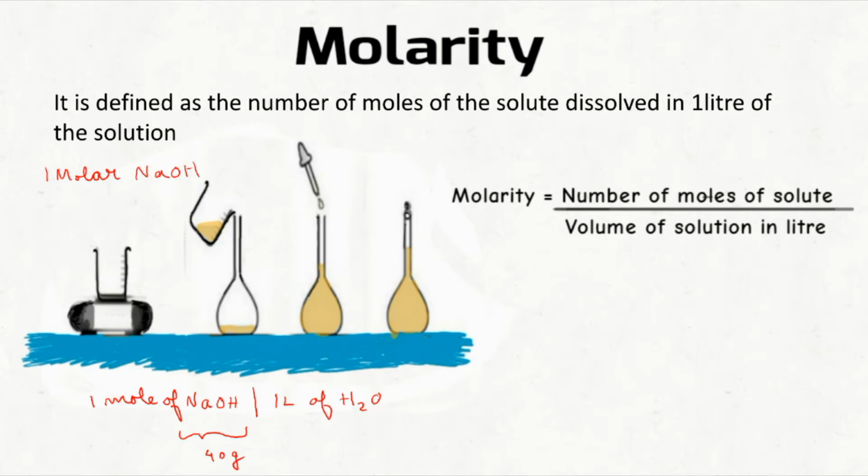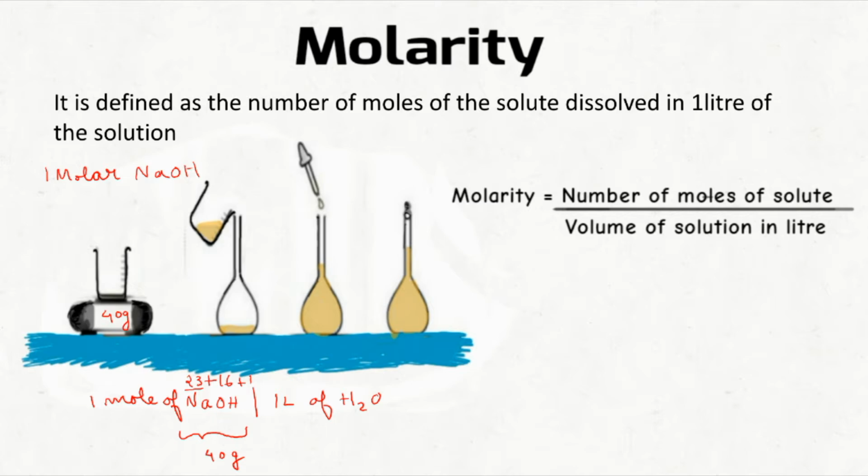How are you getting it? Molar mass of sodium will be 23 gram, oxygen 16 and that of hydrogen will be 1. If you add everything together, you will get 40 gram. So, you are weighing exactly 40 gram of sodium hydroxide.